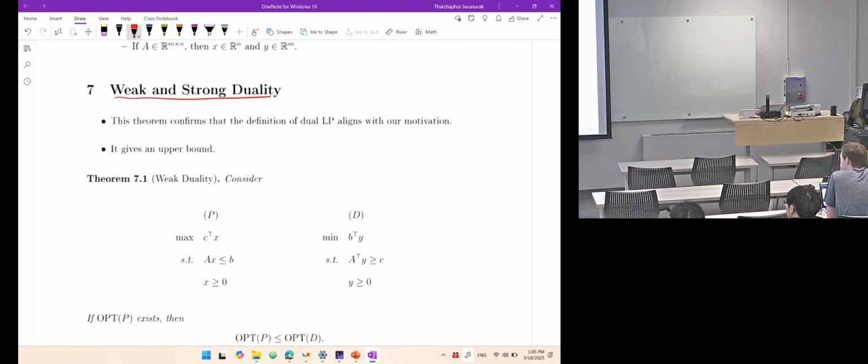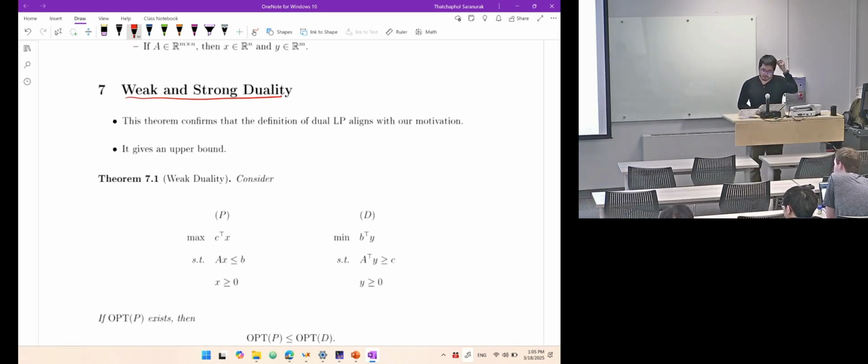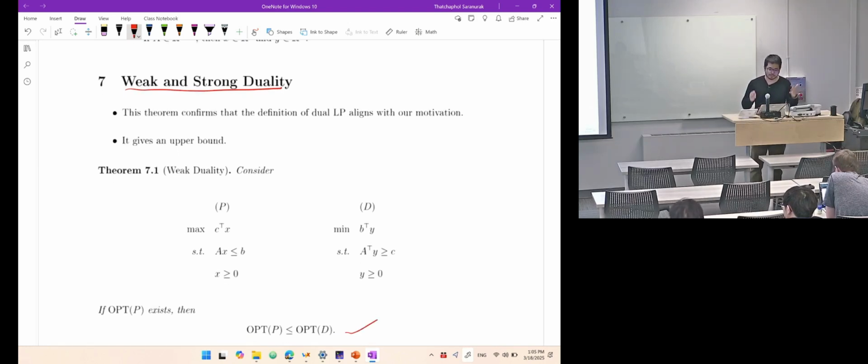What I mean is that if you start with a primal LP P and you define the dual like this, then you have that op of P is at most op of D. So the solution in the dual upper bounds the optimal solution of the primal. You believe this for sure because we just derived it, but let's see the proof, which is super quick, actually super simple.